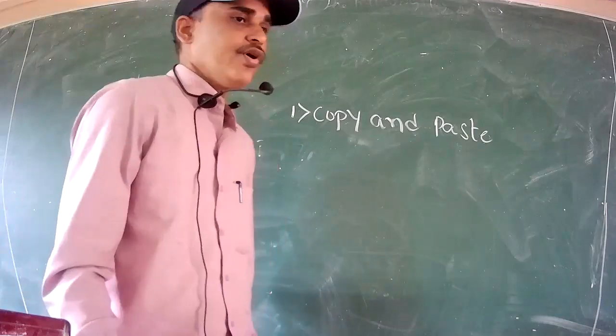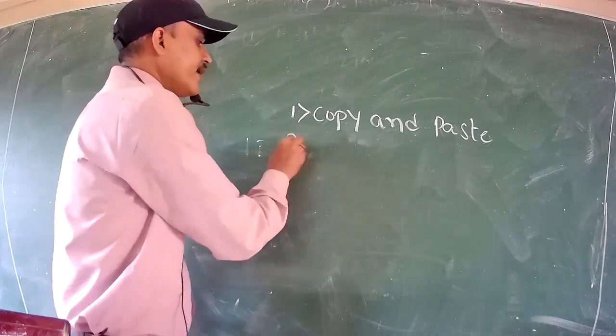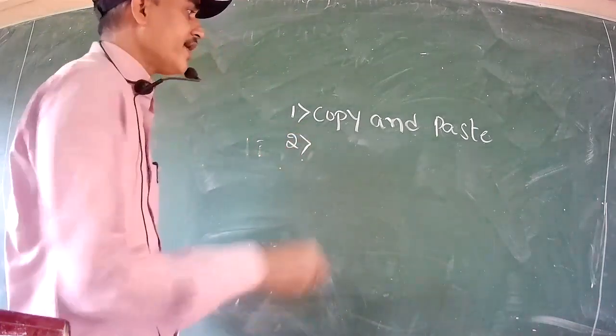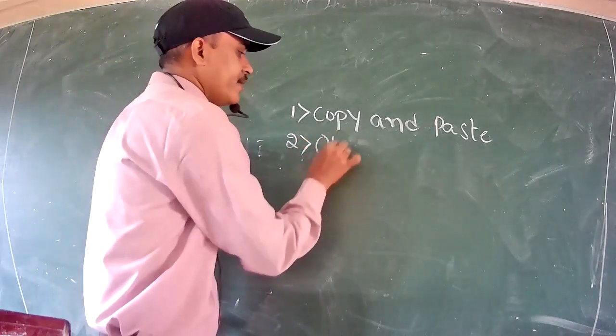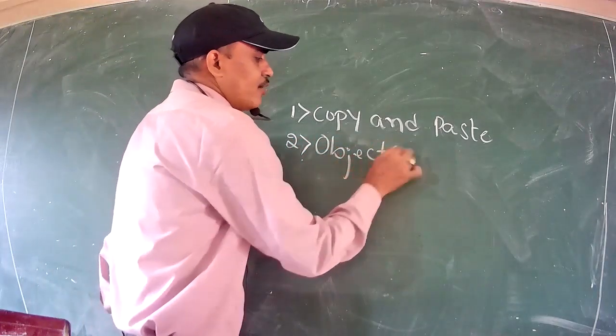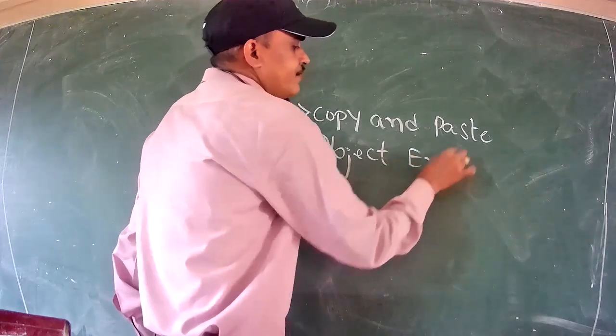So we are going to the next method, which is called object embedding. Object embedding method.